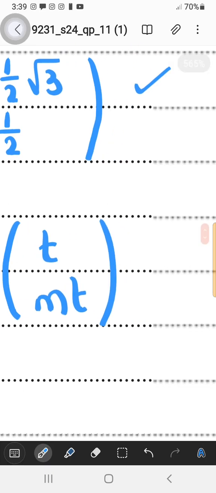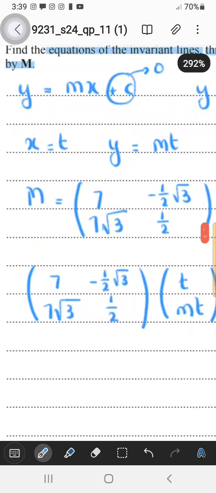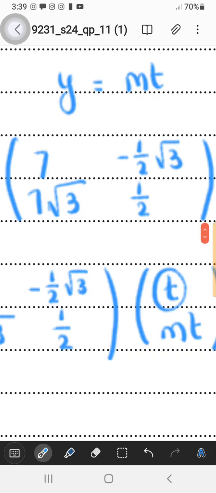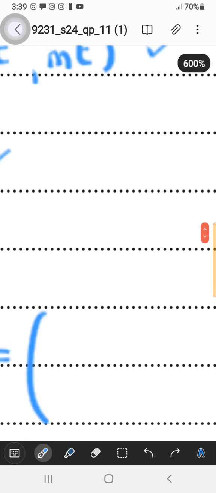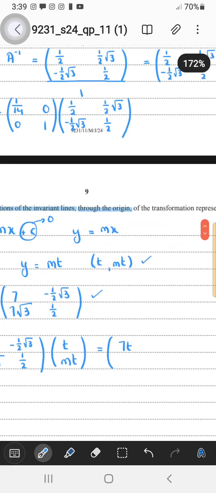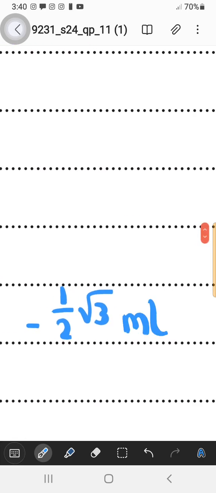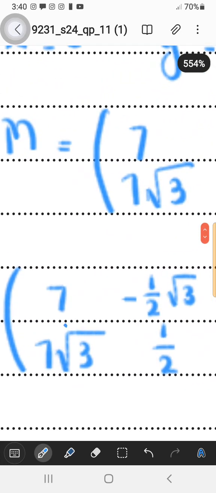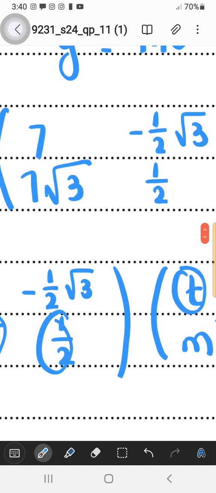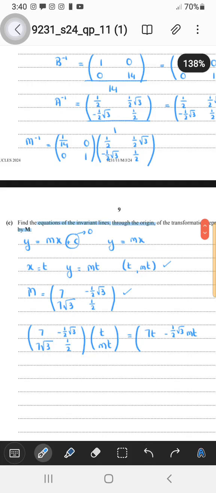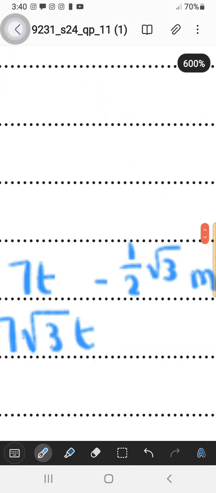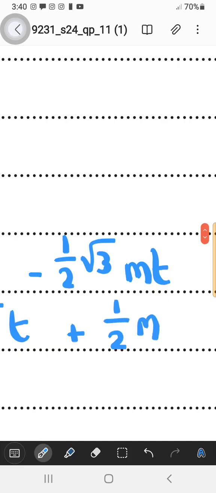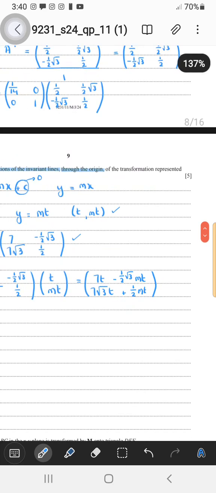So now what we will do? We will multiply both of them. This 7 will get multiplied by t, and this will get multiplied by mt. So we will get 7t, and negative 1 upon 2 under root 3 multiplied by mt becomes negative 1 upon 2 under root 3 mt. Then we will multiply 7 under root 3 with t and 1 upon 2 with mt. So we will get 7 under root 3 t and plus 1 upon 2 mt. Okay till this?